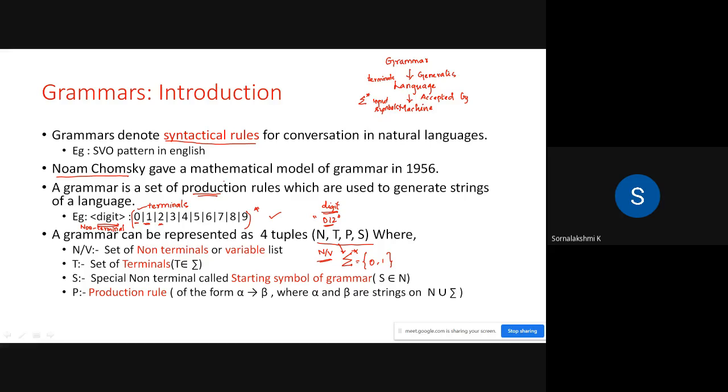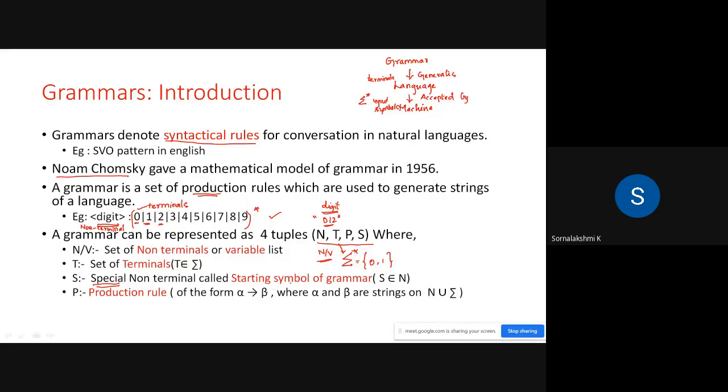So in case you consider 0, 1 to be a valid terminal in your string generation, you have a rule that has 0, 1, that is also a valid terminal. Any combination of symbols in the alphabet is called a terminal. And your final string that you generate cannot have non-terminals. It can have only terminals. There is a special non-terminal that is used to start your derivation. That's called the starting symbol.